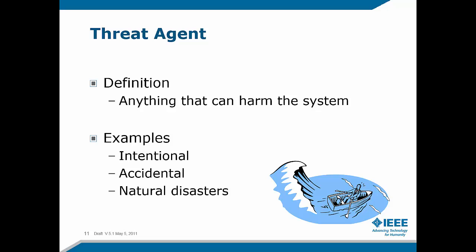A threat agent is anything that can harm the system. For example, there are threat agents that are intentional, meaning malicious users or attackers trying to compromise the security controls of a system. The threat agent could be also accidental in a sense that a user making a mistake by accident and causing harm to the system. A threat agent can also be a natural disaster such as fire, flood, and earthquakes.